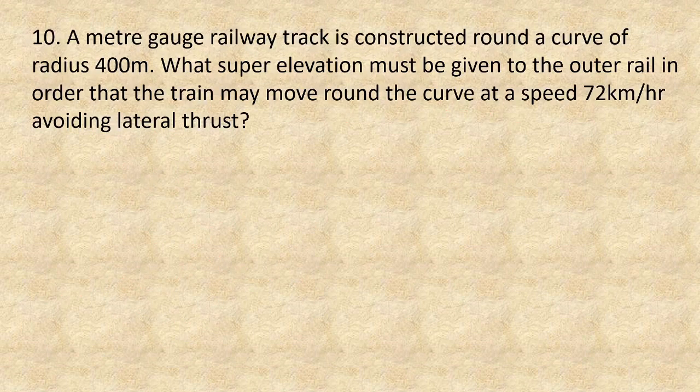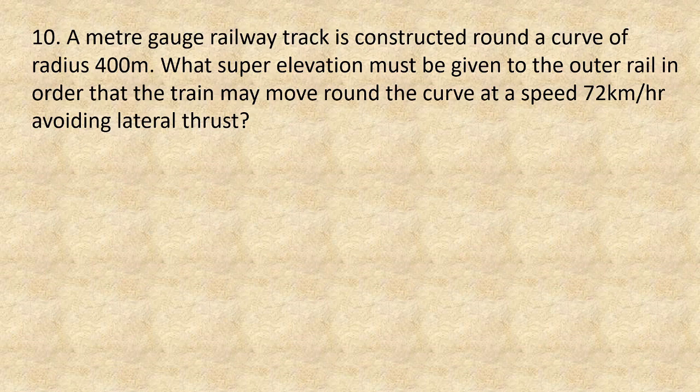Okay. Now move to the next one. A meter gauge railway track is constructed around a curve of radius 400 meter. What super elevation must be given to the outer rail in order that the train may move round the curve at a speed 72 km per hour, avoiding lateral thrust?